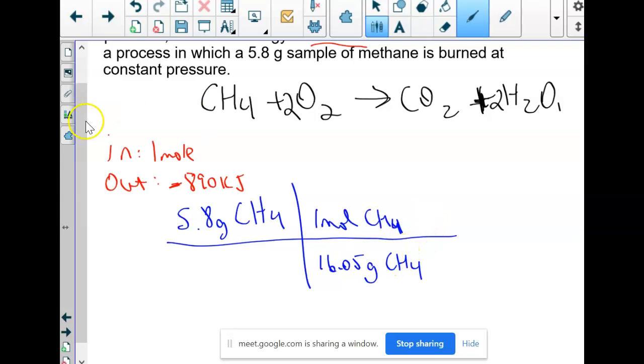And why do we do this? Because I can't use this relationship, my in versus out relationship, until I get to moles. And I know from the word problem that 1 mole equals negative 890 kilojoules. And you can put the formulas there if you want. But with this lesson, we'll never be doing 2 different kinds of chemicals. It'll always be about the same chemical with this lesson.